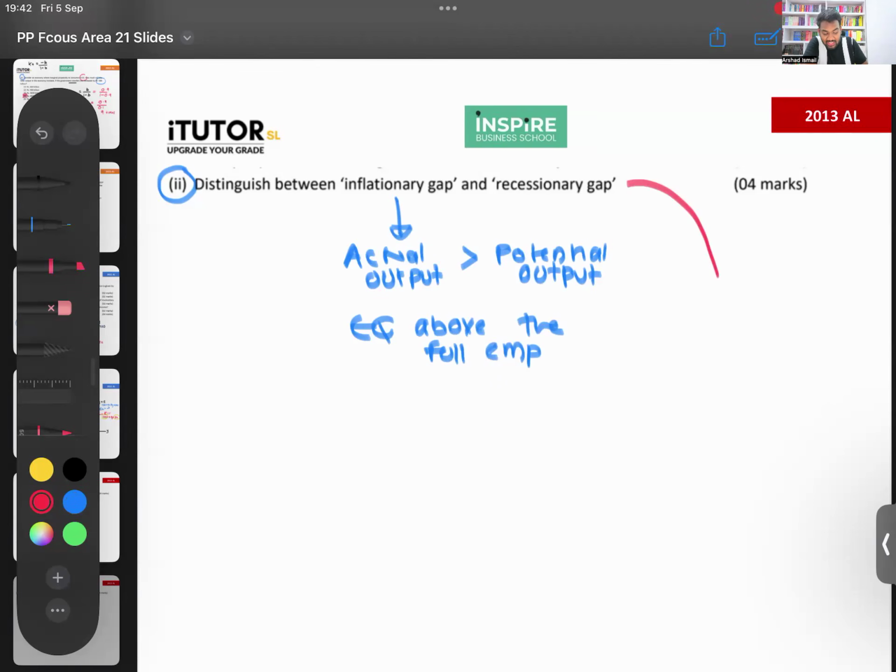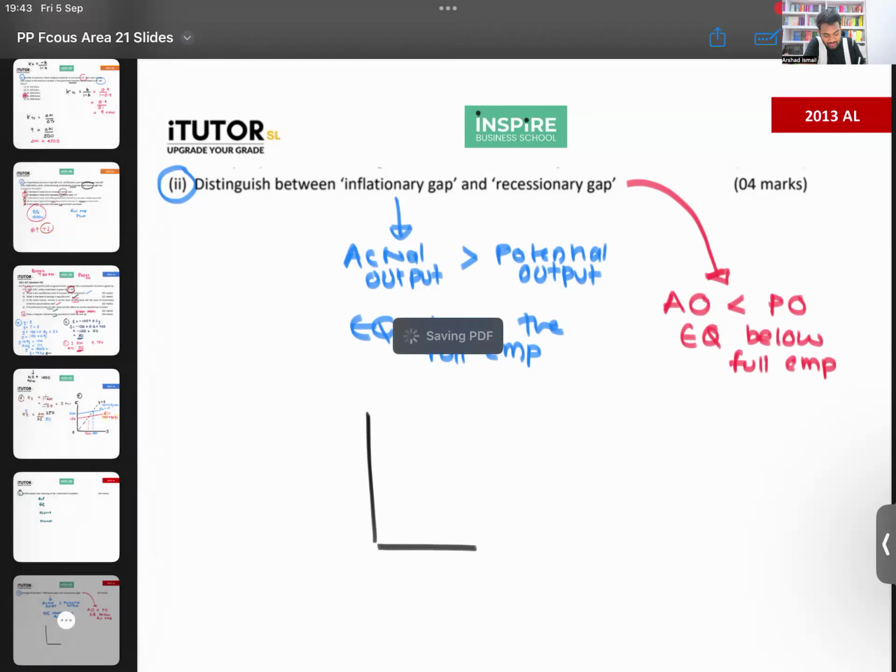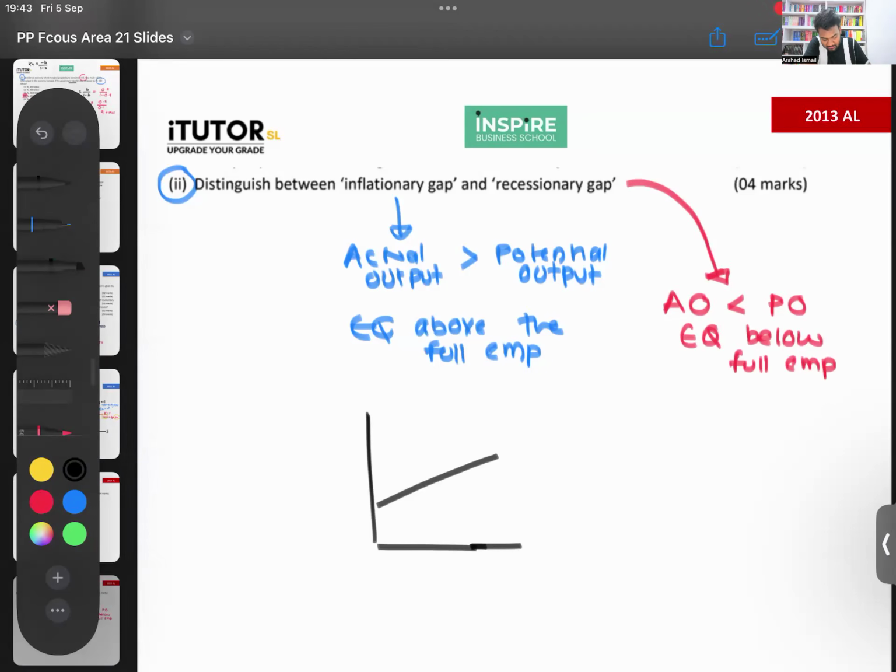What is a recessionary gap? A recessionary gap is where your actual output is less than your potential output. You're at equilibrium below full employment. If you want, you can draw the y=e diagrams and show them. So for example, let's say this is your full employment level of output.